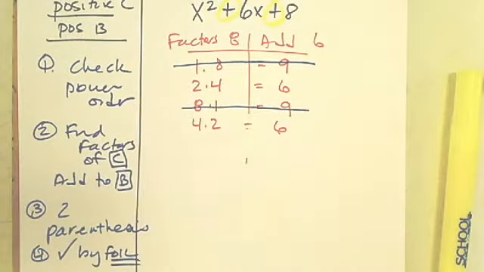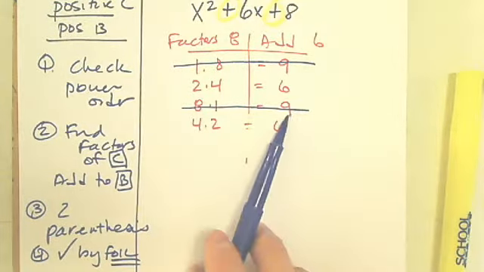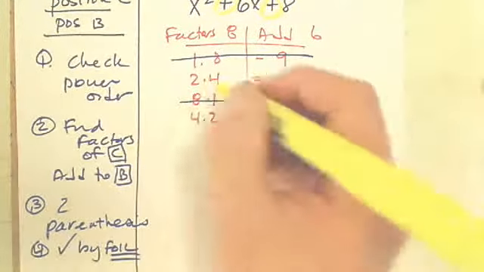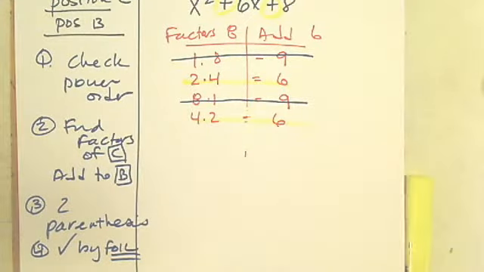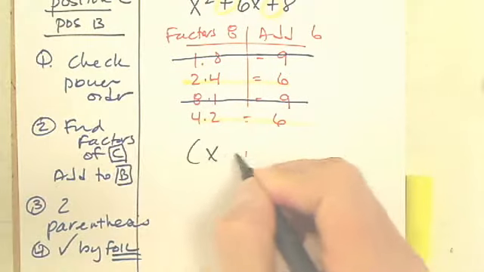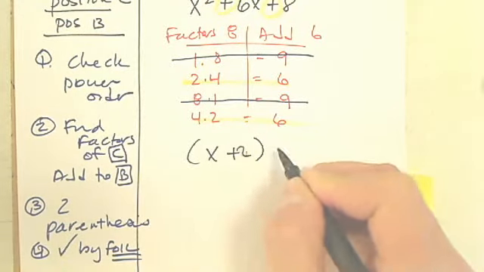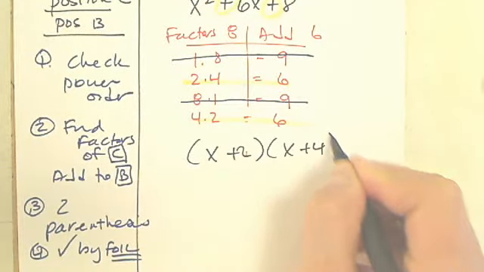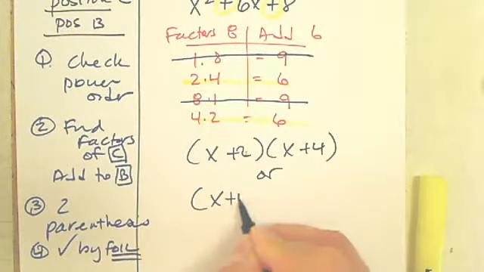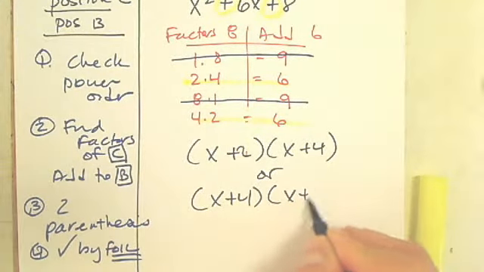Because even though 2 times 4 is 8, and 4 times 2 is 8, these will not add up to be the right ones. So what are your two possible answers? 2 and 4. x plus 2, x plus 4, or x plus 4, x plus 2.